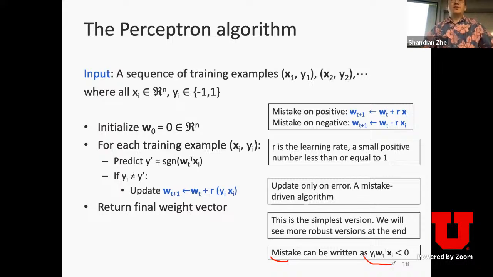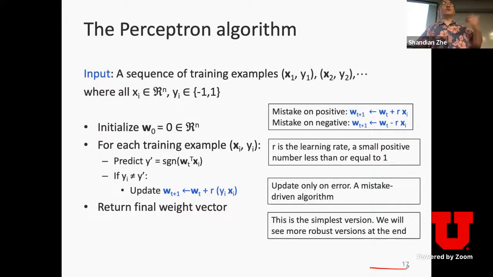Yes, exactly, right? So this is a very useful trick. Whenever you make a mistake, your score will have a different sign from the ground truth label. If the ground truth is positive, then the score must be negative to make a mistake, so their product must be negative. If your ground truth is negative, then you must make a positive prediction, and the product is also negative. So in whichever case, you can always use this inequality to check whether you make a correct prediction or a wrong prediction.